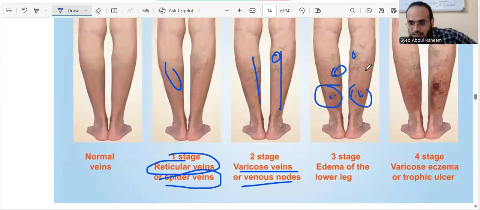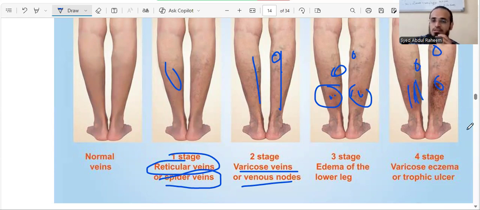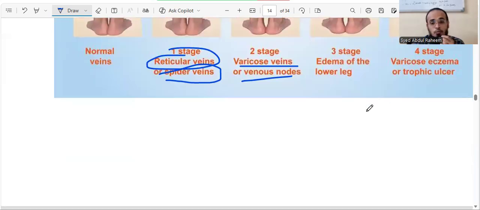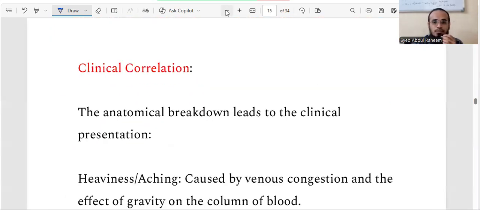This is the third stage. The patient has swelling, nodules, and blackish color, as well as skin issues, meaning an ulcer. This is the fourth stage. Most of the veins are affected, so backflow is not happening properly. So this condition is at the fourth stage.